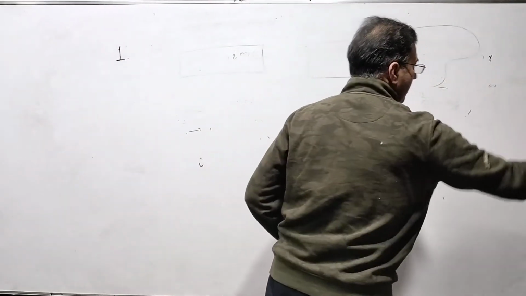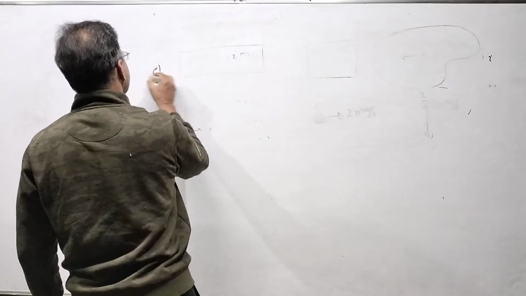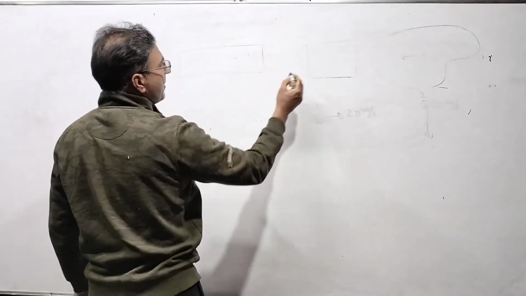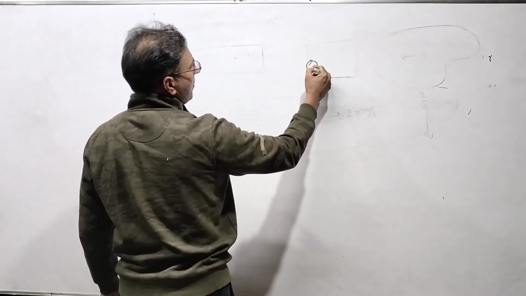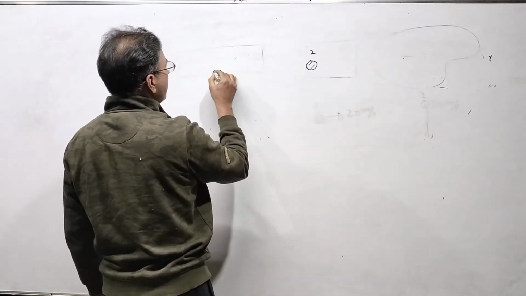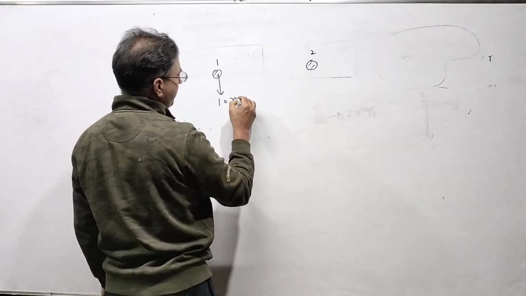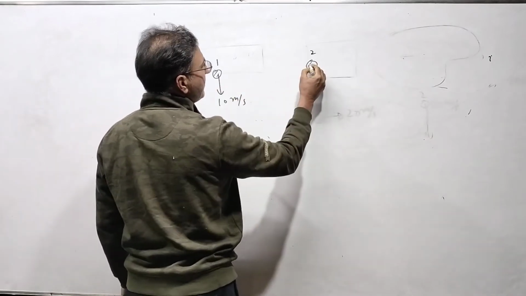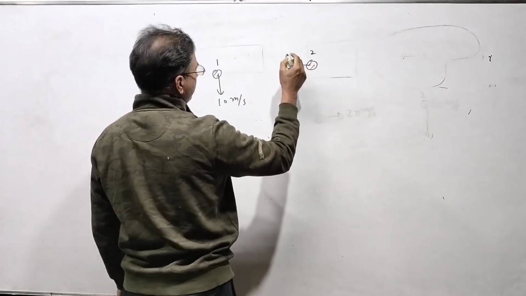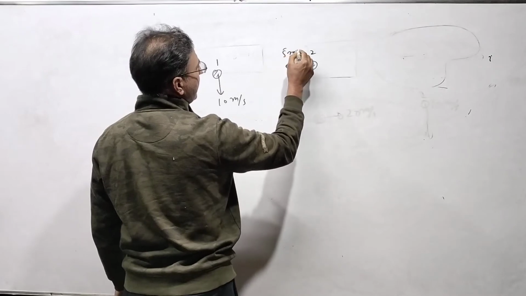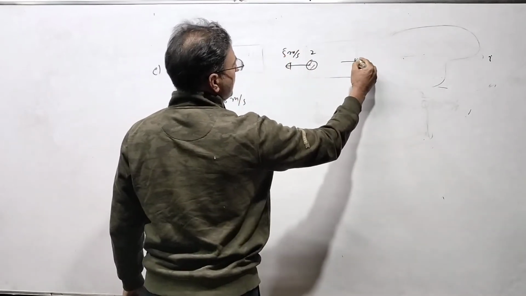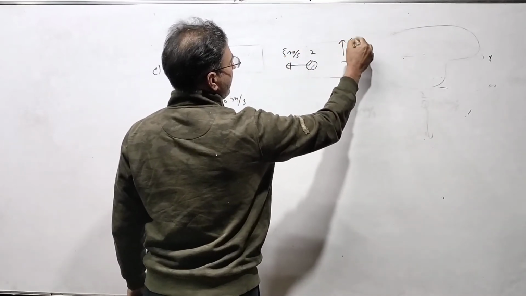Here is an object 2, and here is an object 1. This object has velocity 10 meters per second in the downward direction. This has velocity 5 meters per second in this direction. Let me suppose this is i and this is j.